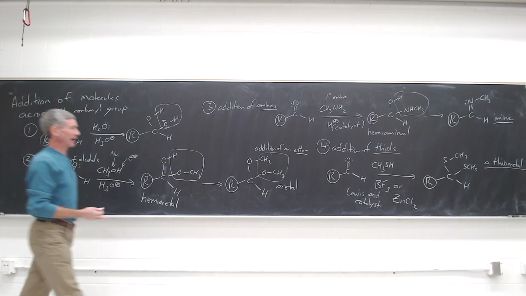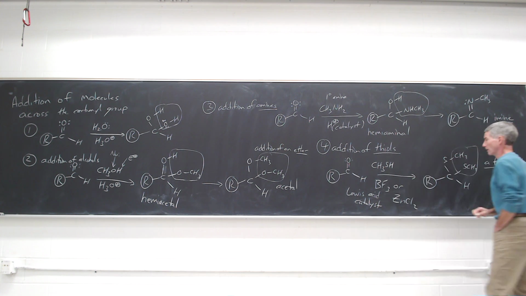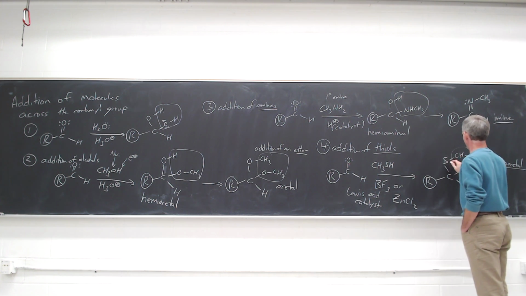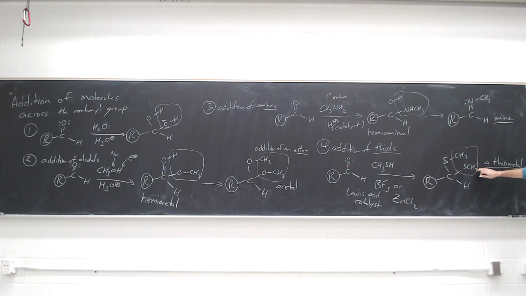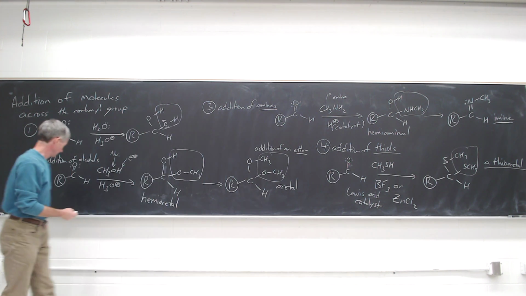So we've effectively added the elements of dimethyl sulfide across the pi bond, methyl group to the one sulfur, methyl group to the other sulfur. You'll notice that the oxygen is gone; it'll be lost as water.